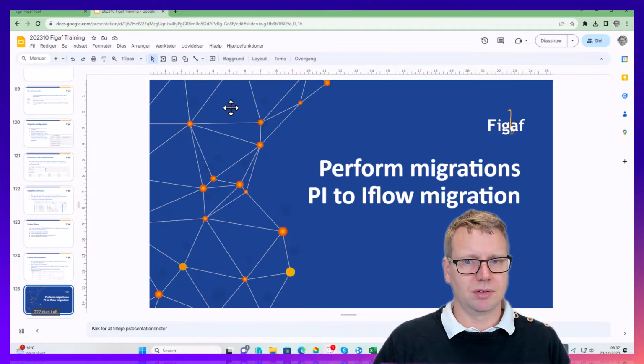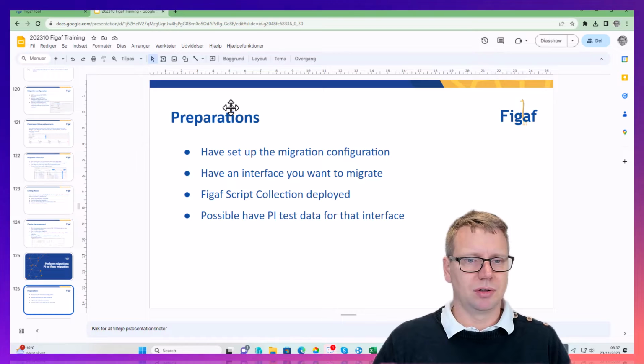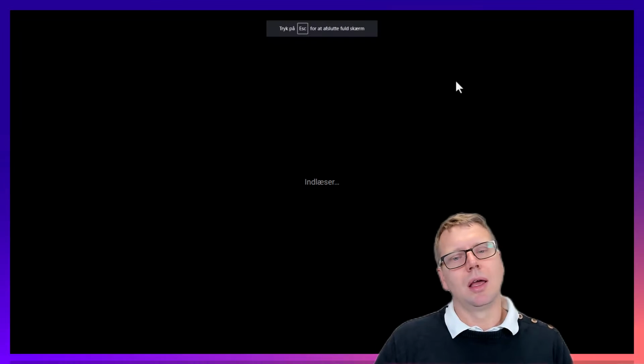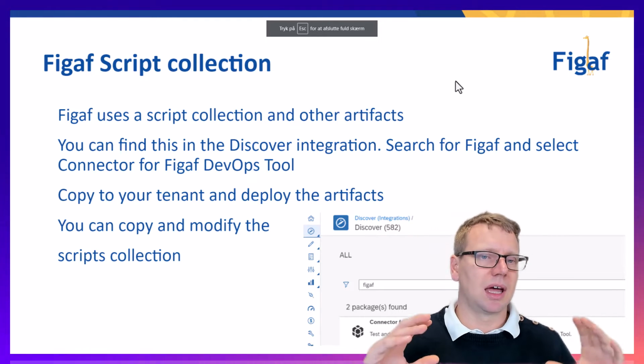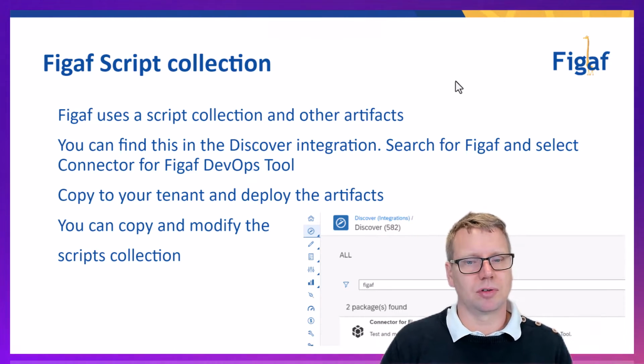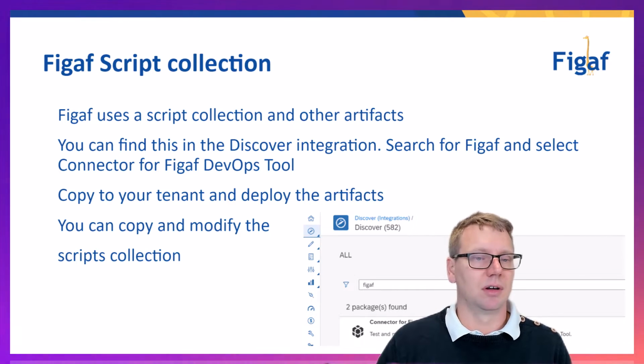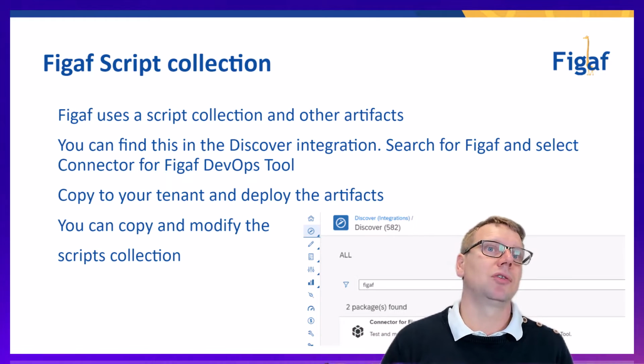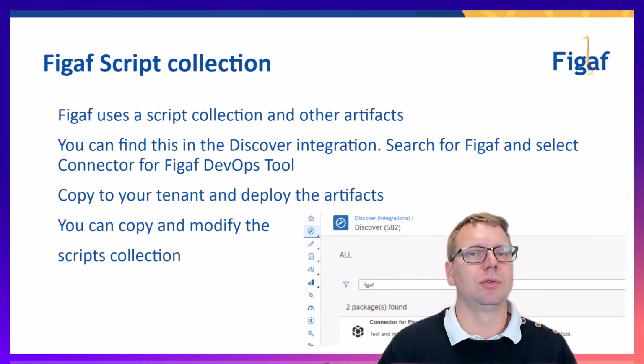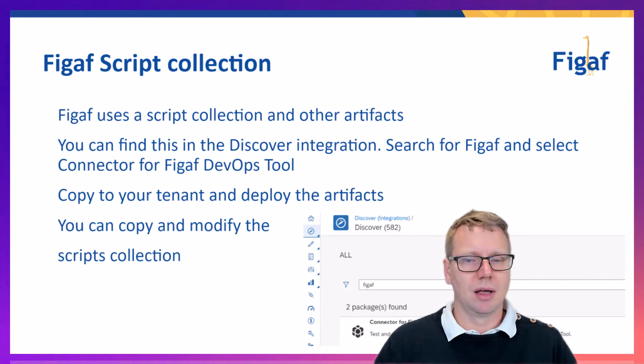So create an assessment, prepare the migration, the script collection, that's important. So we do have a script collection that handles some error handling scripts. You go into the discovery part of your integration suite, search for Figaf. There's one that's called connector for Figaf there. Copy that to a tenant and deploy those artifacts from it.